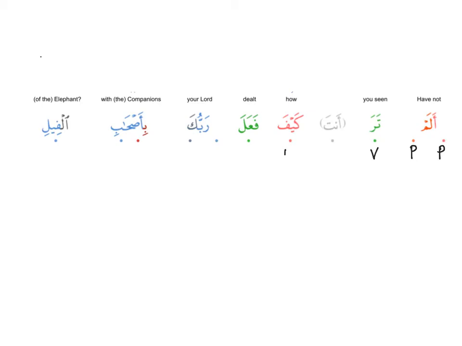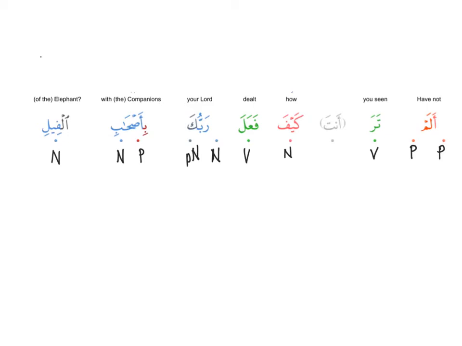Kaifa would be an interrogative noun. Okay, fa'ala would be the verb. Rabbu, noun, and then ka would be the pronoun, pn. Bi is a particle of preposition. Ashabi would be a noun because it comes after a preposition. Al-fil would be a noun because of the alif lam.